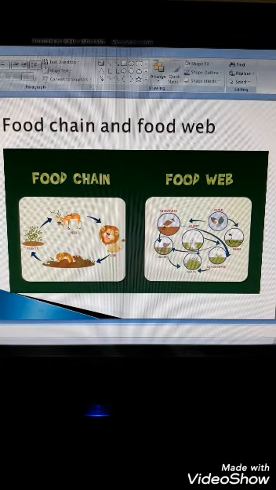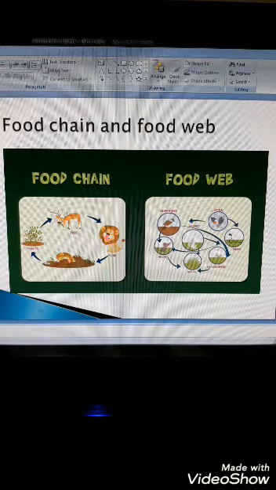Food web: when many food chains are linked together, then they form a web-like structure which is called a food web. So we were talking about the food chain and food web, fine. All the food chains begin with the plants.